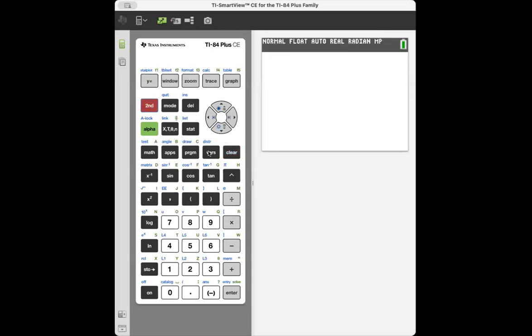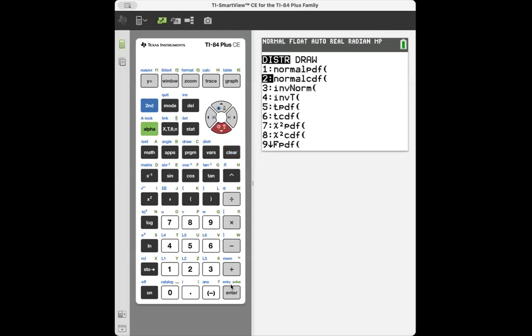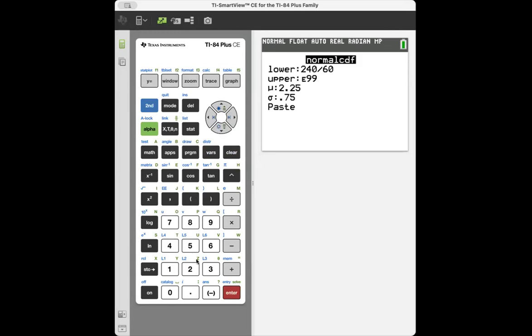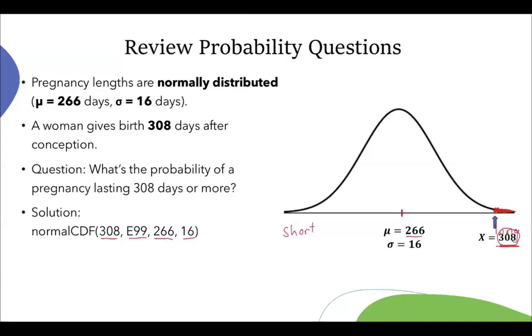So second distribution, normal CDF. We're going to put in 308 here, E99 for the positive infinity, 266 here, and 16 for the standard deviation. And the probability comes out as 0.0043. Okay, 0.0043, which is a small probability.